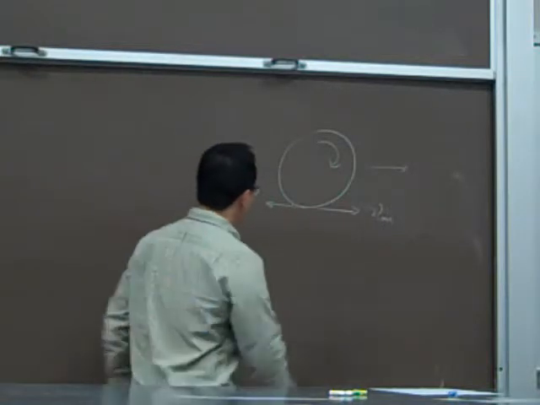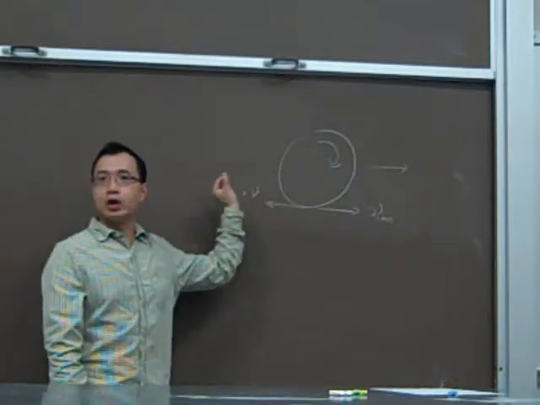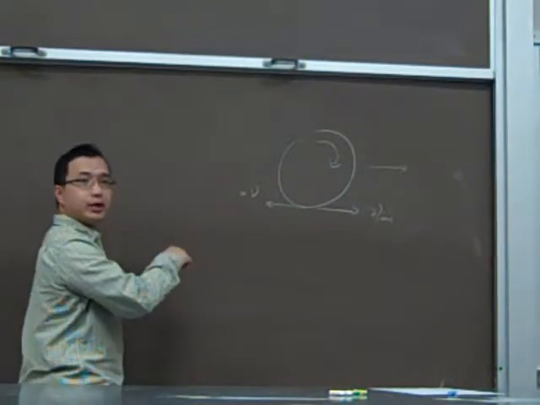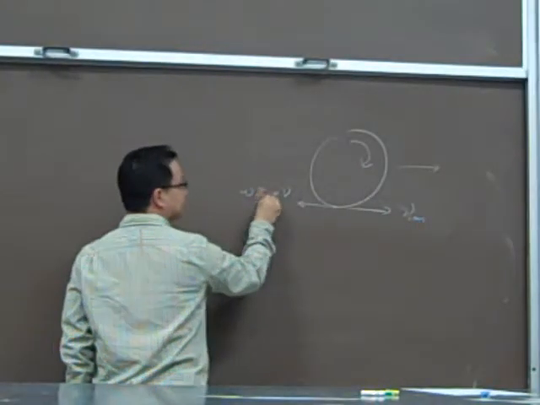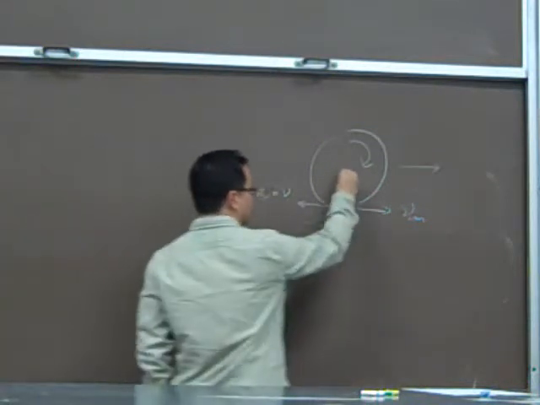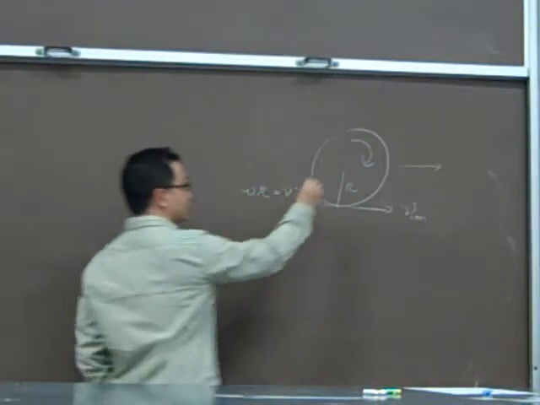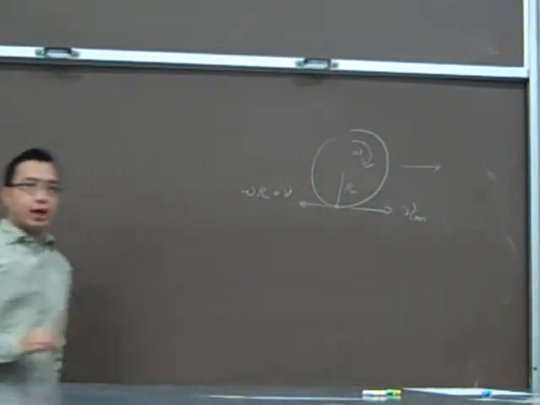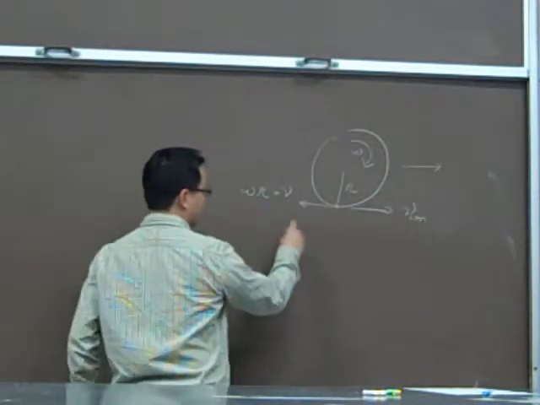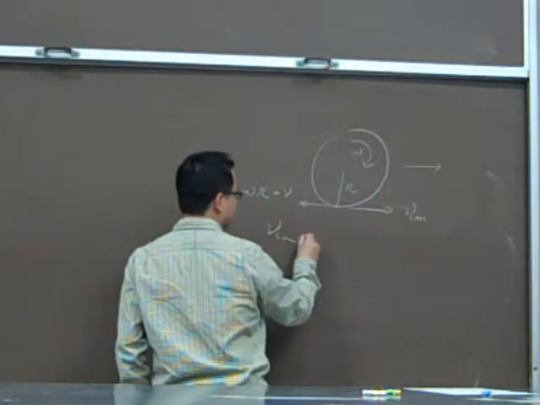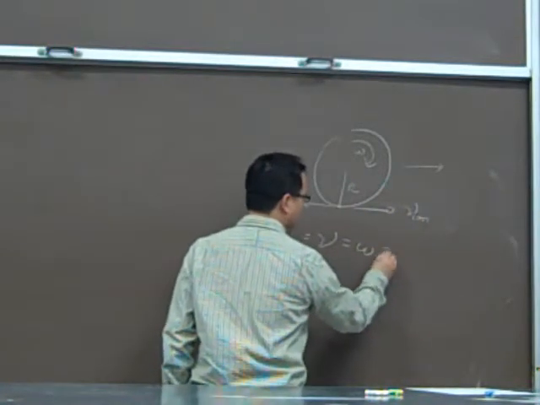On the other hand, the tangential velocity produced by the rotation is related to the angular velocity, right? So v equals omega r, where r is the radius of the wheel and omega is the angular velocity for the rotation. If this is to cancel this, then we immediately get v_COM should equal v. The two should have the same magnitude, equal to omega r.